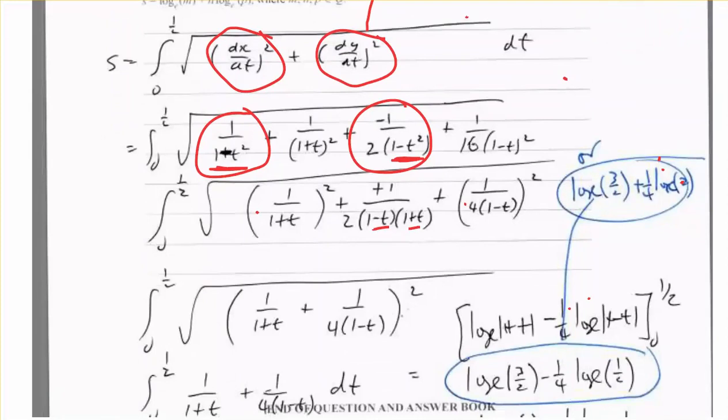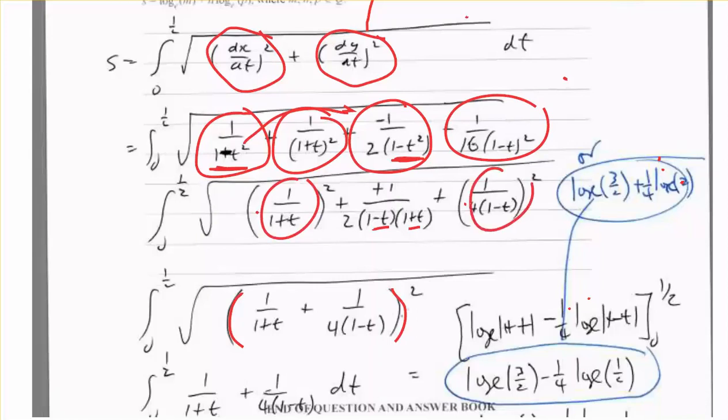Because I've got the square root and I can't integrate these things, I would like to form the perfect square so I can take the square root of the perfect square. So I've turned this into that joined with that. This I've written as 1 on 1 plus t all squared, and this I've written as a quarter 1 minus t all squared, and 2 times this gives me this exact same thing in the middle.